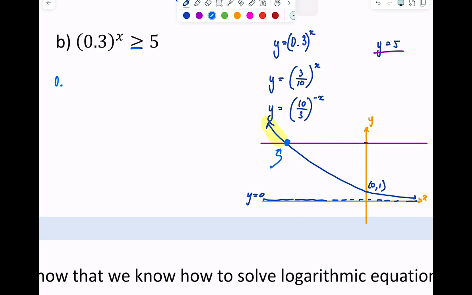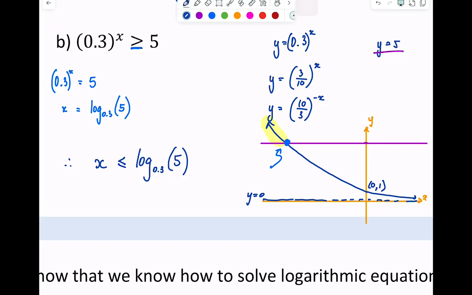And to do that, we go 0.3 to the power of x is equal to 5. This means that x is equal to log base 0.3 of 5. We take the base from the left-hand side and make it a base of a log on the right-hand side. Now we're going to say the inequality of the x value. Now the x value is going to the left, so we are going to say that it is less than or equal to log base 0.3 of 5. That's it.